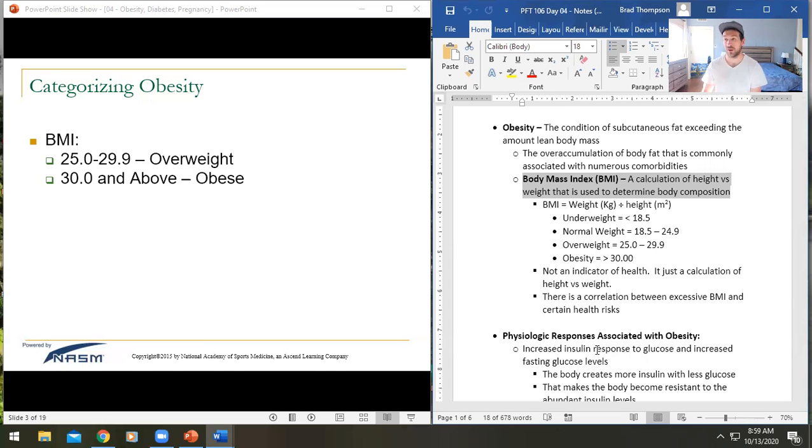The same thing is true with the body mass index. If you fall into the obese category, it could be cause for alarm, but it could also be totally normal. So how do we calculate it? It is going to be your weight in kilograms divided by your height in meters squared.